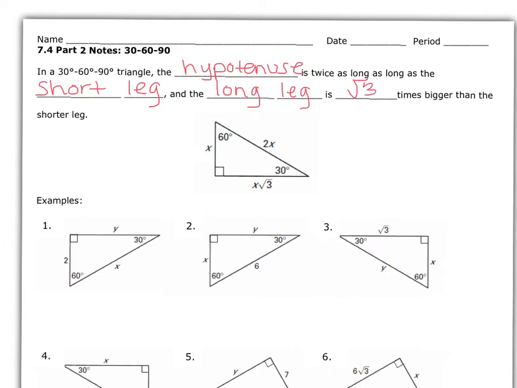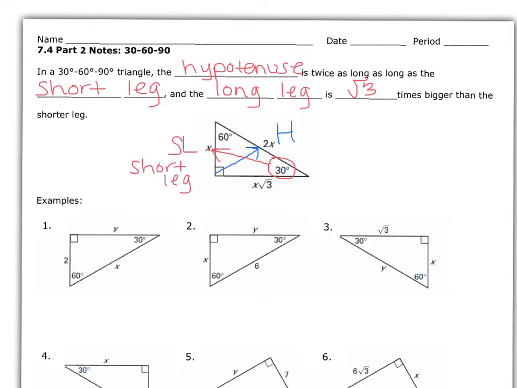So again, let's talk about the short leg, long leg, hypotenuse. Well, we know that the hypotenuse is always the side that is across from the 90-degree angle. Next, short leg, long leg. Remember what we know about angles and sides. Since this is a 30-degree angle, across from the 30-degree angle is going to be referred to as the short leg, and I abbreviate that with SL for short leg.